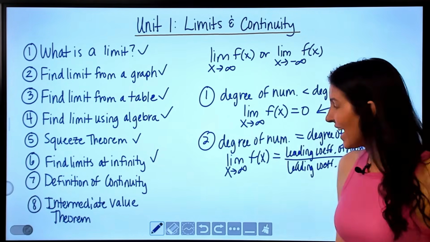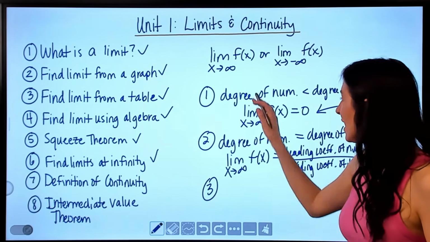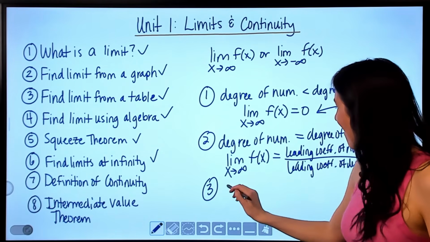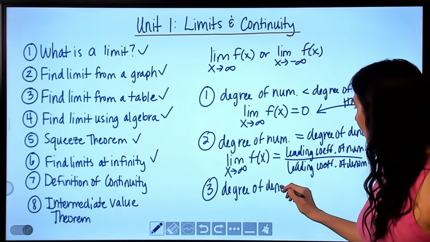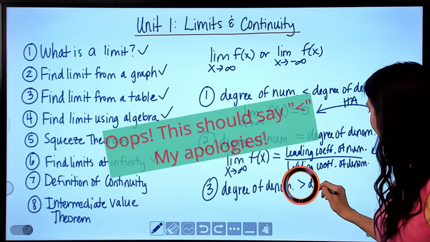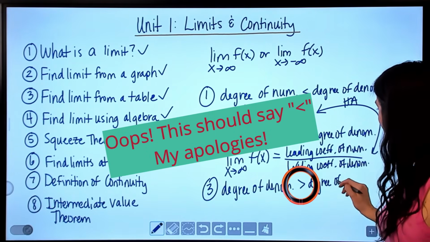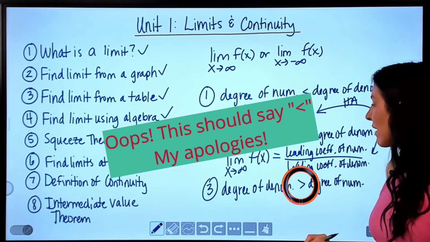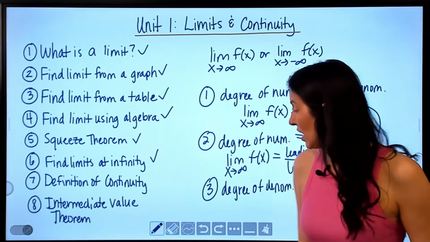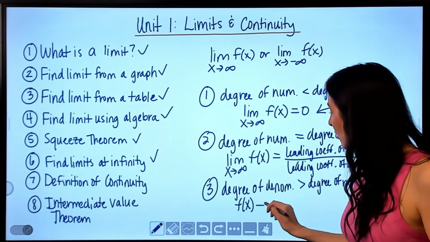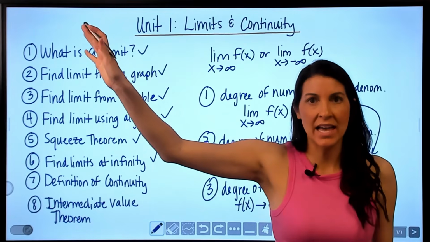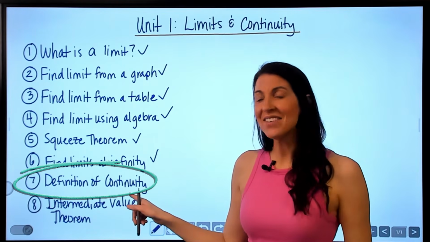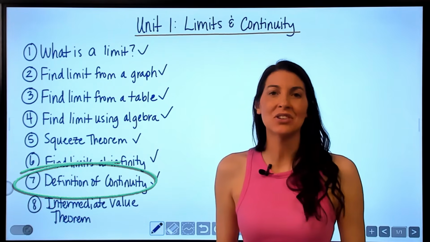And then the last case is number 3, and you can probably figure it out by now. This is if the degree of the denominator is greater than the degree of the numerator. Okay, in this case, this means your function, f of x, is either approaching infinity or negative infinity at the ends. Next up, number 7, is the definition of continuity.